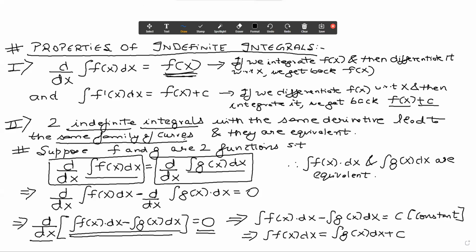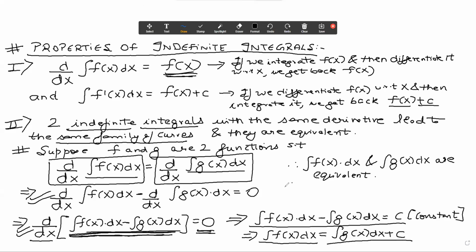You can see I can bring everything to the left hand side. This is what I get. I can take d by dx common. So d by dx of the whole term in the bracket equal to 0 means what? All of us know derivative of a constant is 0. It means the term in the bracket is nothing but the constant. It means integral fx dx is nothing but integral gx dx plus c. It means the two integrals are equivalent and they represent the same family of curves.